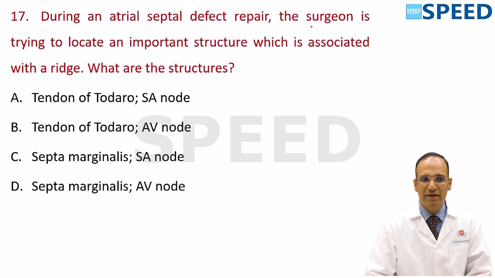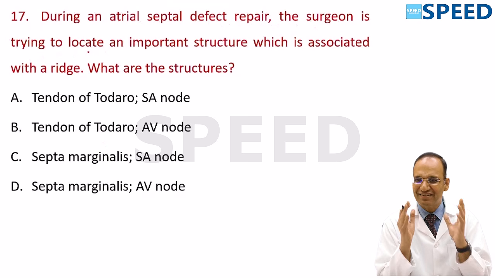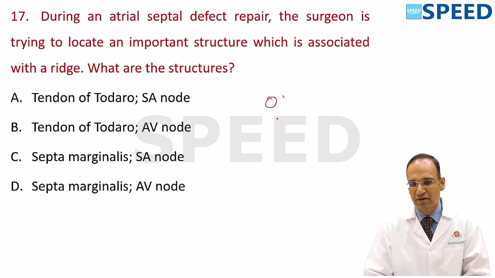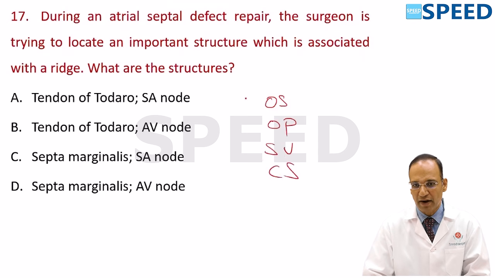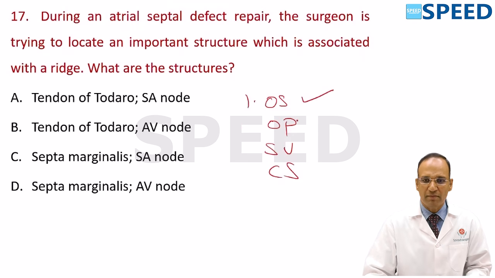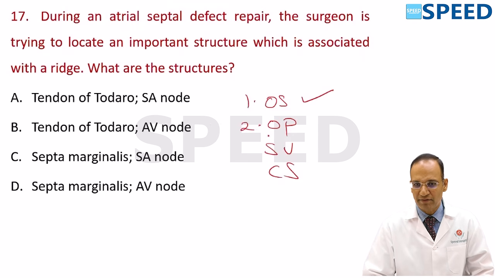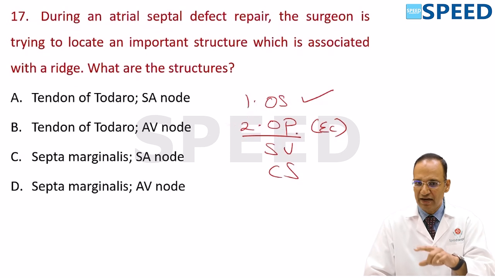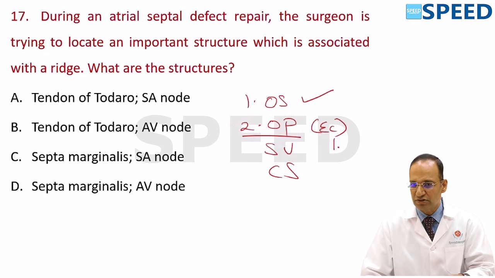During an ASD repair, the surgeon is trying to locate an important structure. What structure does he have to locate? See, the most common type of ASD is ostium secundum, followed by ostium primum, followed by sinus venosus, followed by coronary sinus. Ostium primum defect will be close to the endocardial cushion. For ostium secundum, you need to have the rim all around to close. The ostium primum endocardial cushion defect is associated with a mitral valve cleft.